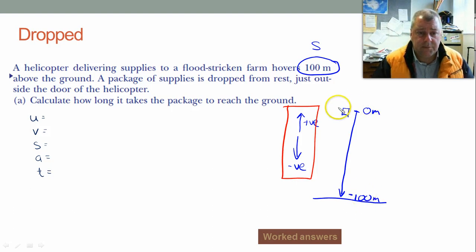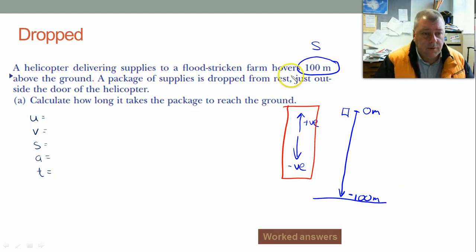Because this is our start position, this is our finish position. Even though we're told that it's hovering at 100 meters above the ground, because we're saying that this is our start position and it's moving in the negative direction, it's moving minus 100 meters. So that's our first piece of information.